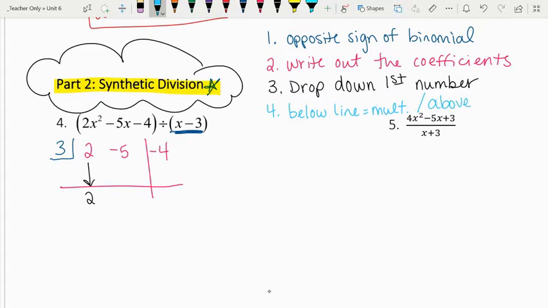Above the line, you add. Okay, so we drop that down. So we're going to focus on this -3. We're going to take -3 times 2, which gives me 6. So now we are above the line, so we are going to add these. So -5 plus 6 gives me 1. And then we multiply. 3 times 1 is 3. Okay, so now we have -4 plus 3, which gives me -1.